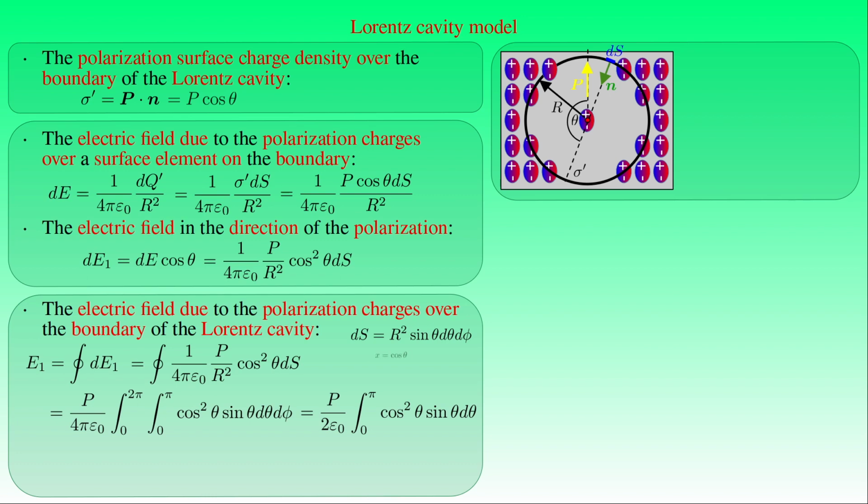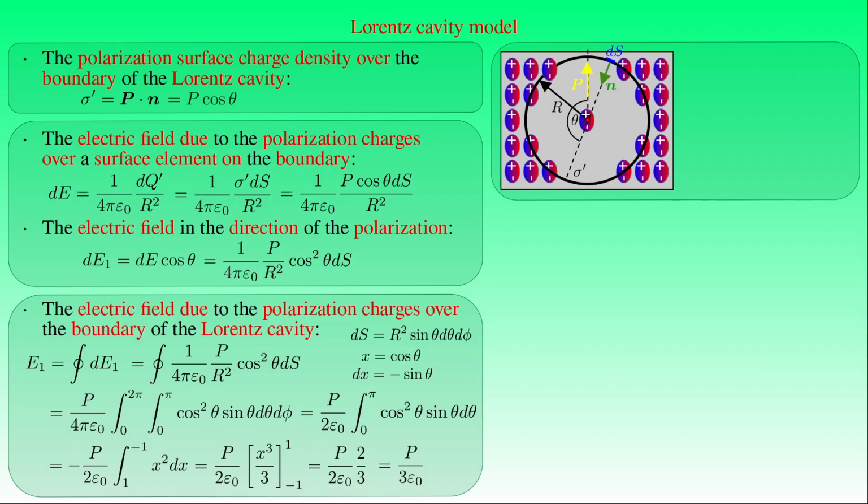By introducing the variable x for cosine theta, we can write dx as minus sine theta times d theta, and transform the integral to the negative integral of x squared with respect to x from plus 1 to minus 1. The primitive function of this integral is x cubed over 3, and its evaluation on the limits gives 2 over 3. Then the magnitude of the electric field strength E1 due to the polarization charges over the surface of the Lorentz cavity is equal to the magnitude of the polarization P over 3 times the vacuum permittivity epsilon naught.